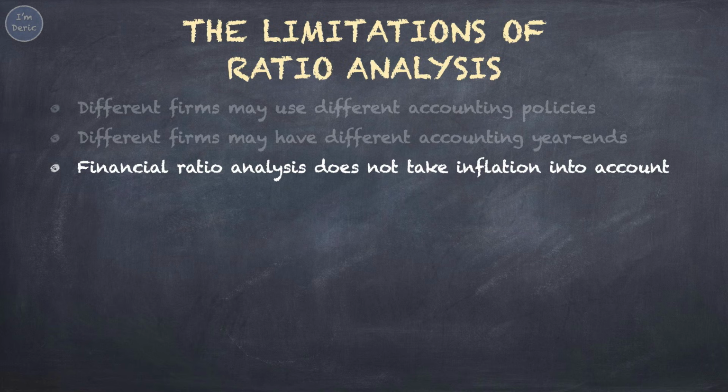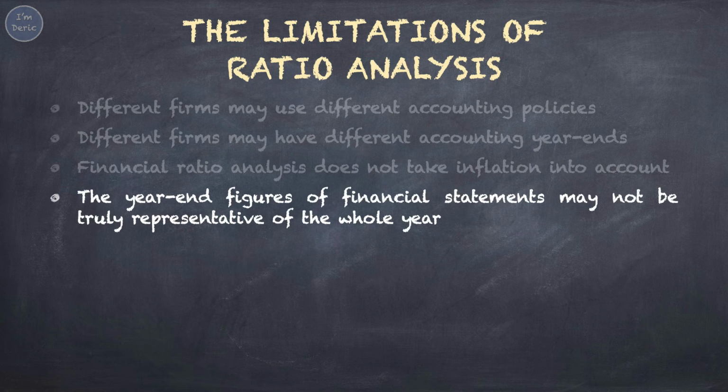Financial ratio analysis does not take inflation into account, which means that the values of financial ratios can be distorted over time. For example, if a company's revenue has increased by 5% over the past year, it may appear to be a positive sign. However, if inflation has increased by 6% over the same period, the company's real revenue has actually decreased.